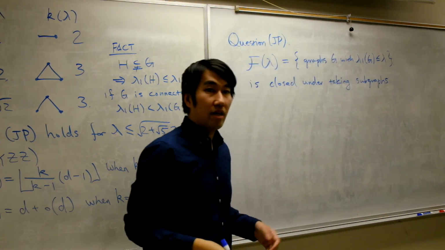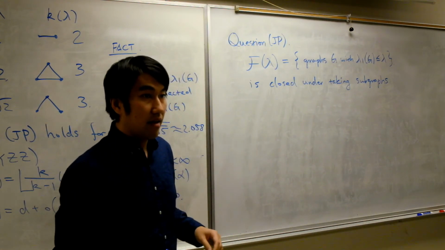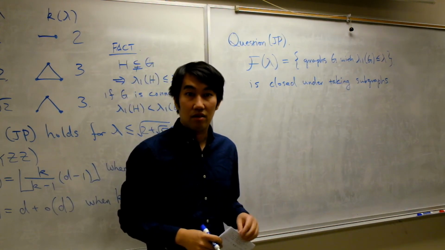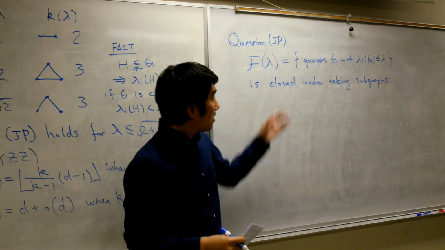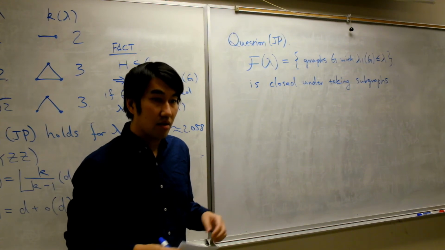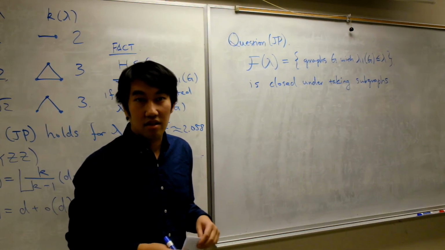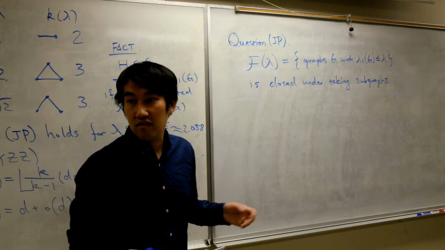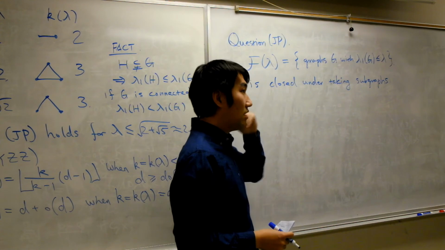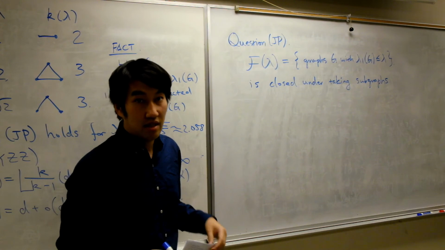So for such a family, you can ask the following question. Can we actually describe this family by a finite set of forbidden subgraphs? So if you are not familiar with this kind of family of graphs and the characterization, think about how you describe the family of planar graphs. You say it's a planar graph if it doesn't contain a K3,3 subdivision or K5 subdivision. Right? So that's a very similar flavor. You want to say if I have a family of graphs closed under taking subgraphs, I want to describe it by a finite set of forbidden subgraphs.